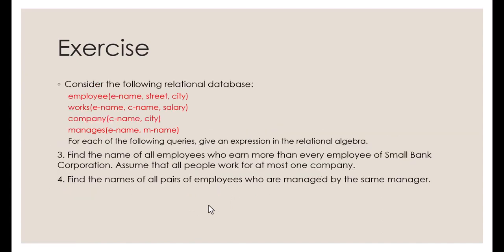Number three, find the names of all employees who earn more than every employee of small bank corporation. Assume that all the people work for at most one company. Okay? And then number four, find the names of all pairs of employees who are managed by the same manager. Okay, so this number four might be a little bit tricky. Just to give you a hint, you will be doing a Cartesian product between two tables.